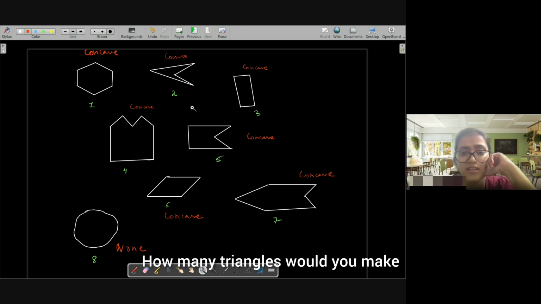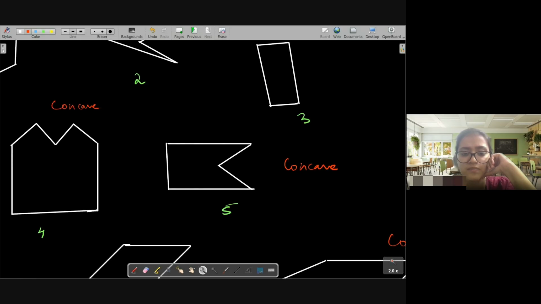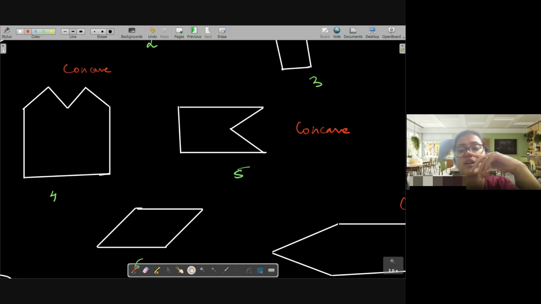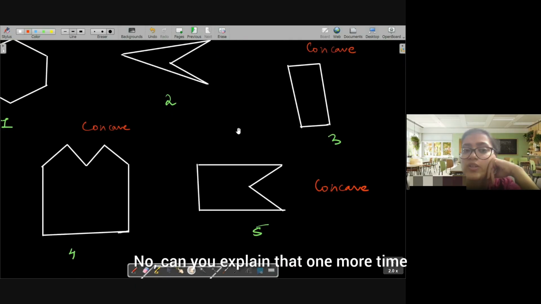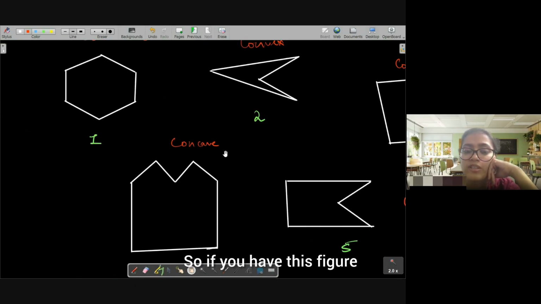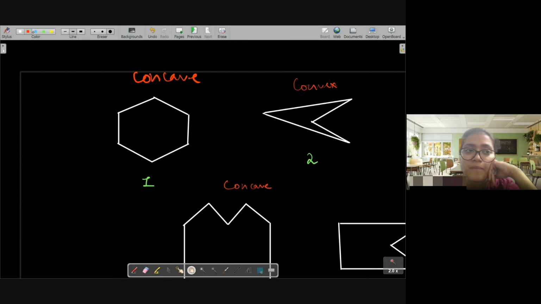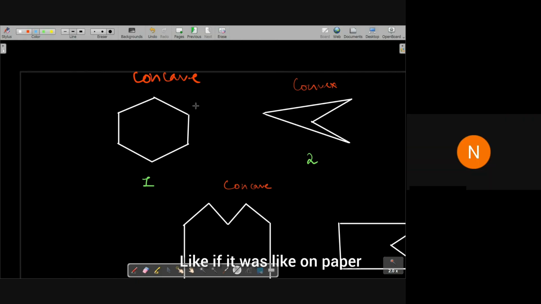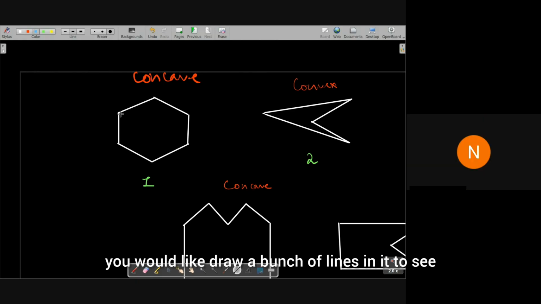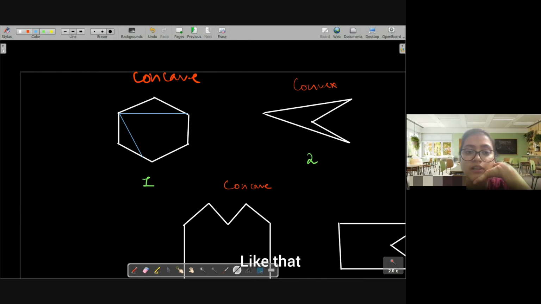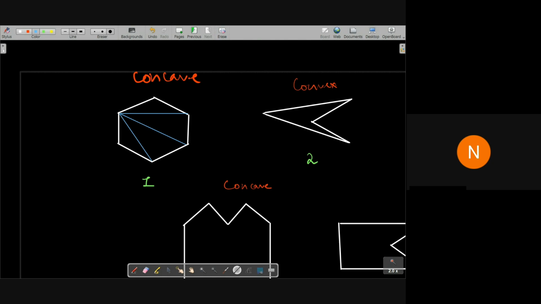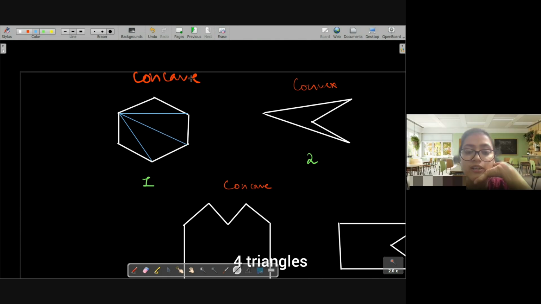But how many triangles would you make? And then you times it by 180? Yeah. No, can you explain that one more time? So if you have this figure, if it was on paper, you would draw a bunch of lines in to see how many triangles you could make, and then you times that by 180. Like that? Yeah. So 1, 2, 3, 4 triangles? Or you want to connect these as well?